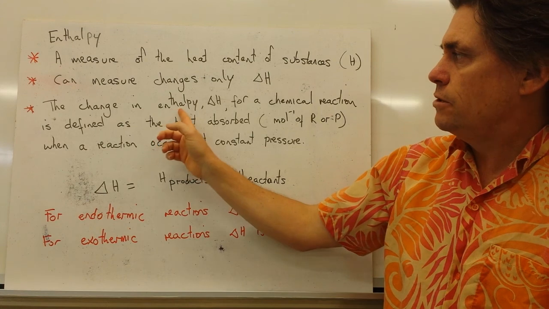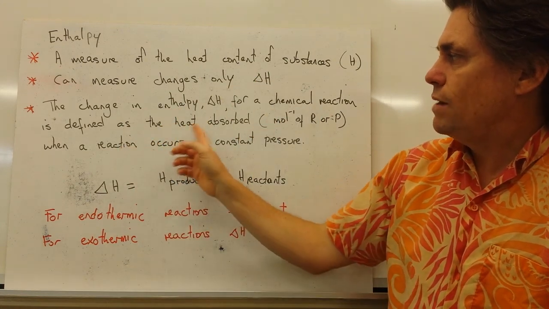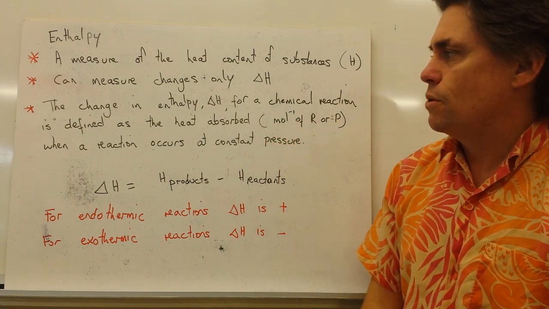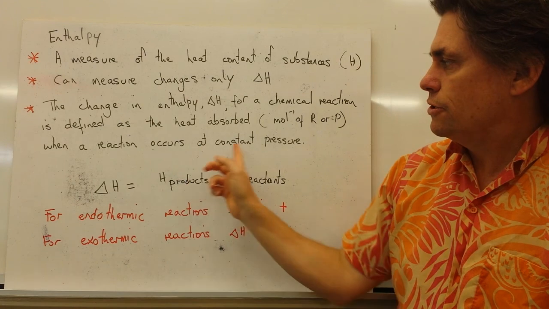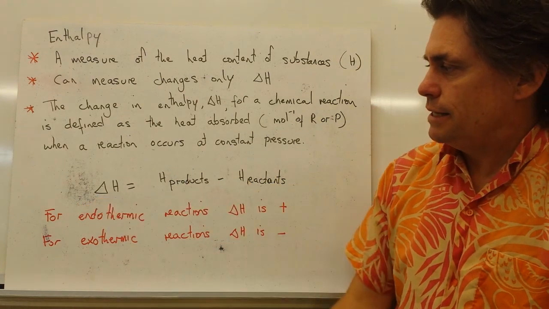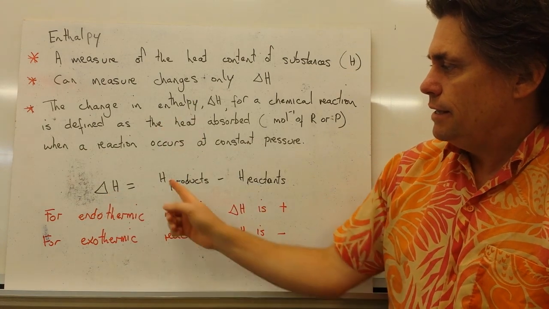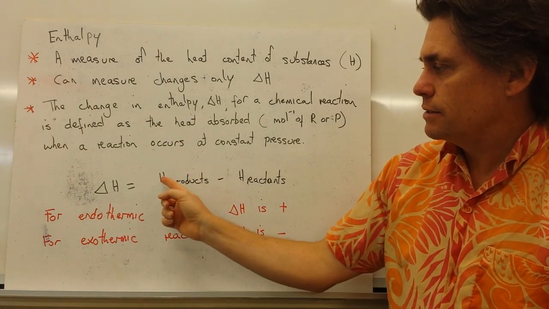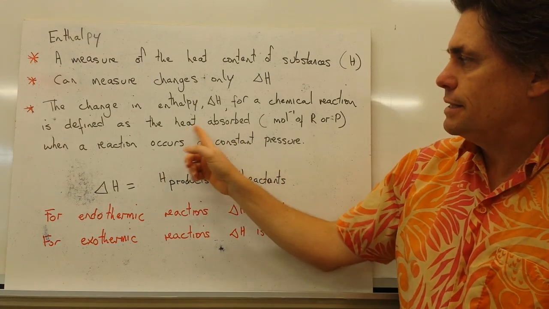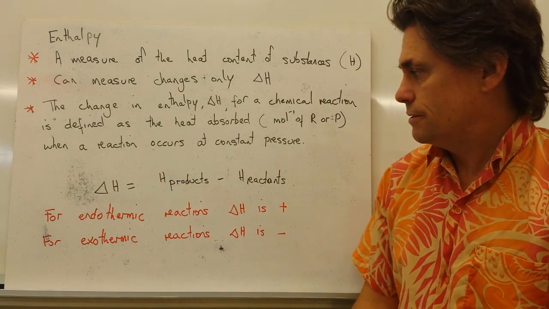So a change in enthalpy, delta H, for a chemical reaction is defined always as the heat absorbed per mole of either reactant or product when this reaction occurs at a constant pressure. And we can put this algebraically as delta H, a change in heat content or enthalpy, is defined as the heat of the products minus the heat of the reactants. And once again, remember that it's the heat absorbed. That's why we put the products first.